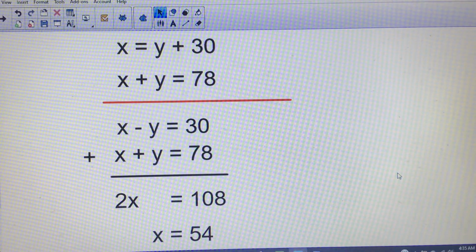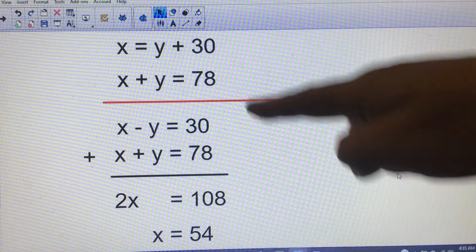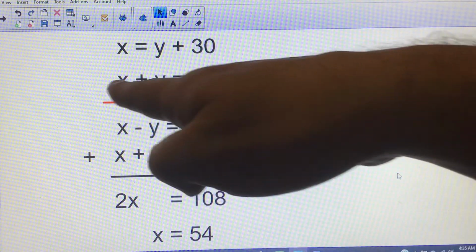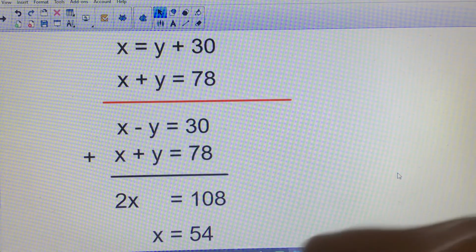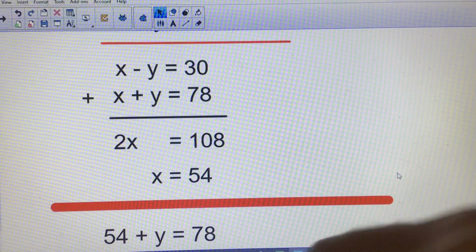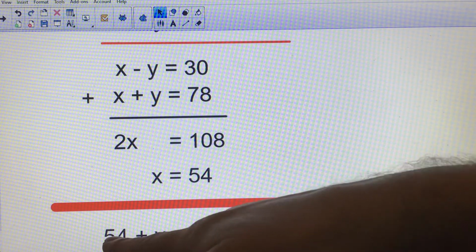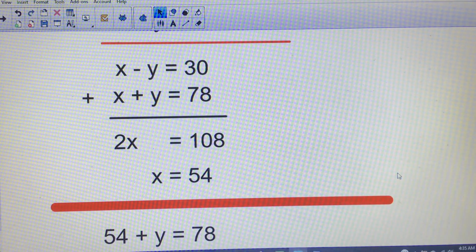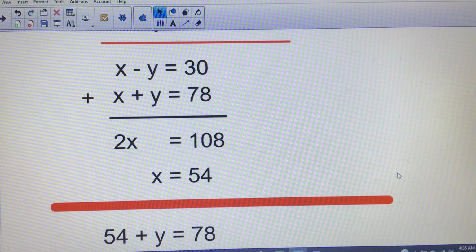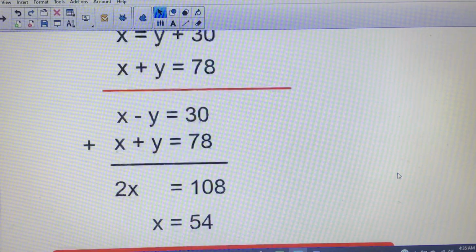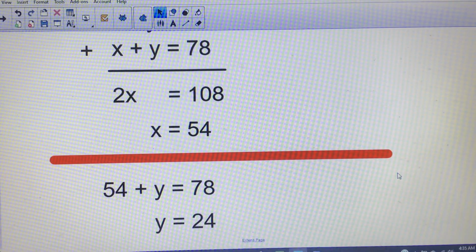Now remember, x represented the number of juniors, so now I know there are 54 juniors. Now I can back substitute into either equation. I'll use this one. So 54 plus y gives me 78. I can solve that by moving the 54 over. If I do that, subtract 54 from 78. It gives you 24. So that's the solution to my system of equations.